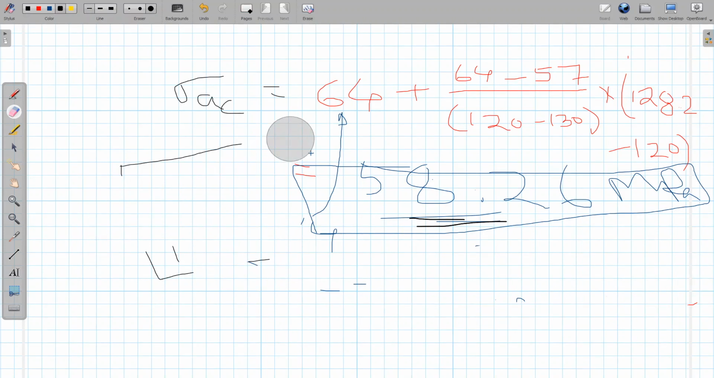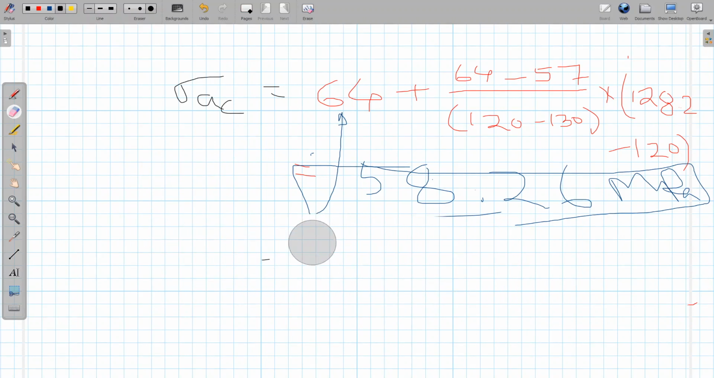Once we have this sigma SC value, then what is to be done? Tell me.